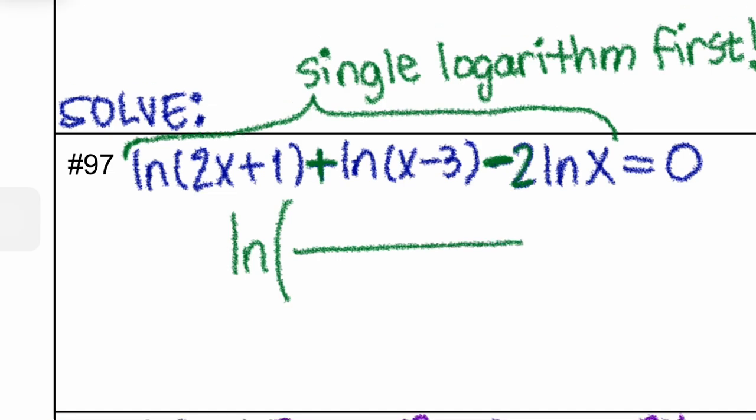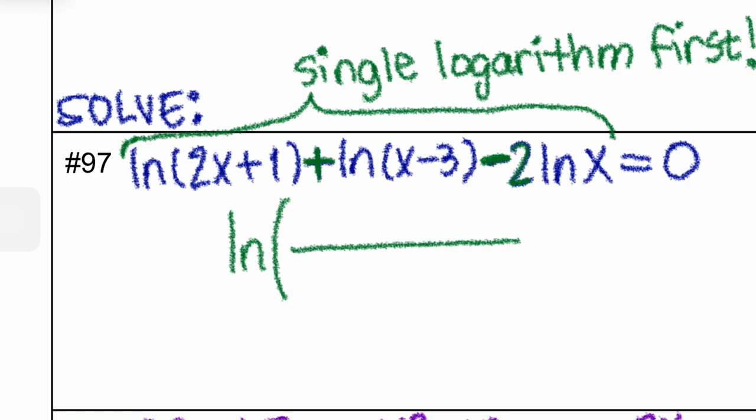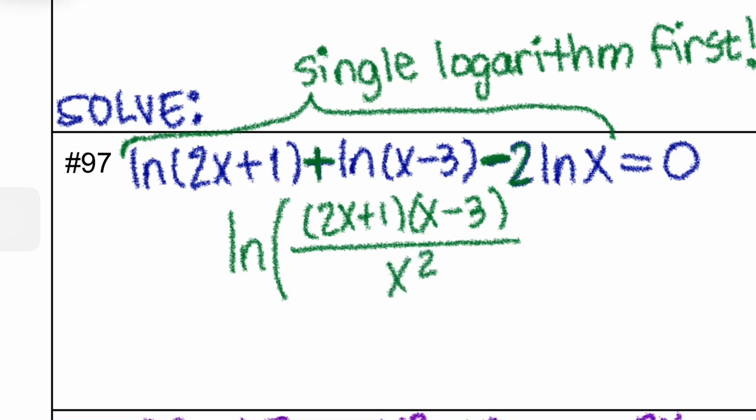So what will I have? The product will be in the numerator. That's going to be 2x plus 1 times x minus 3, and then on bottom, we will have x squared, and equals 0. So there we go. Got everything in place for this step.